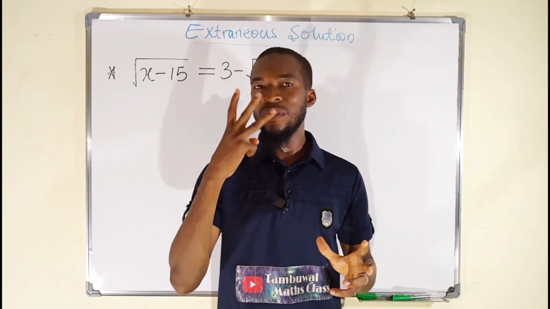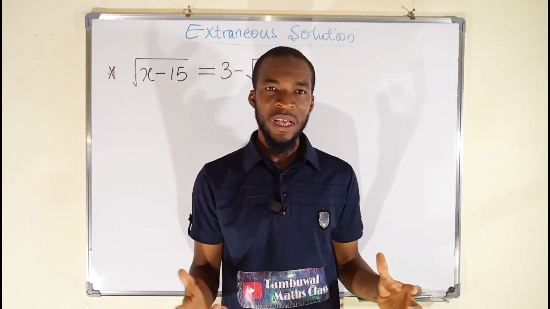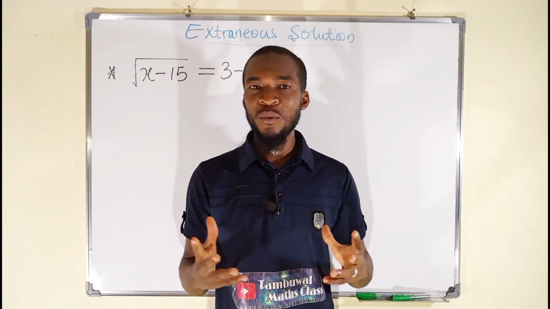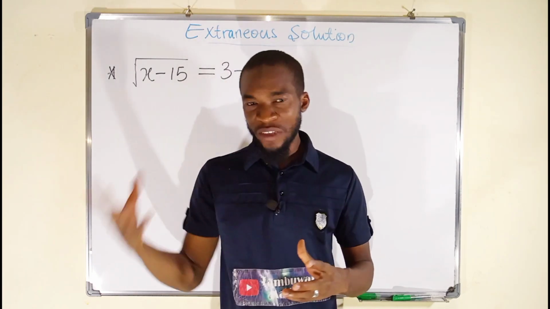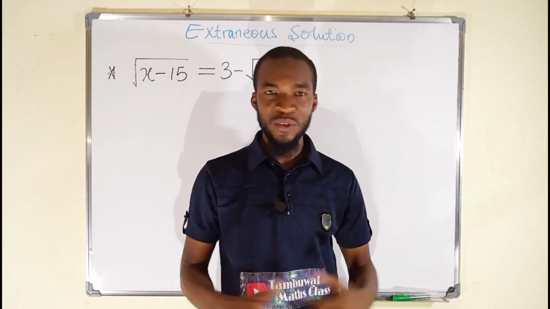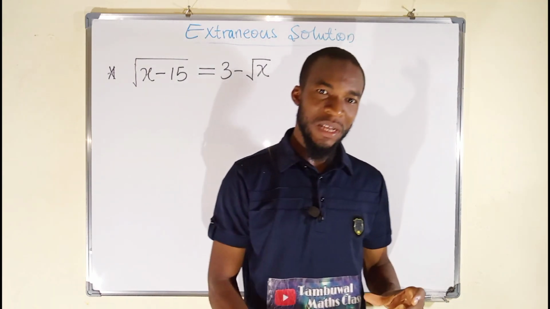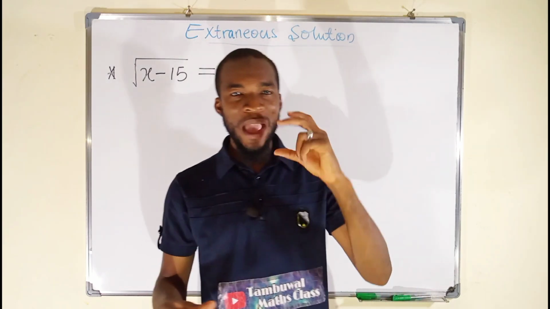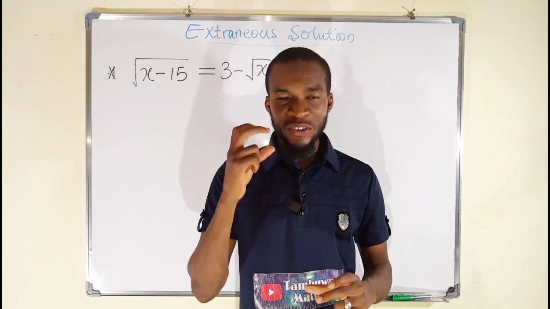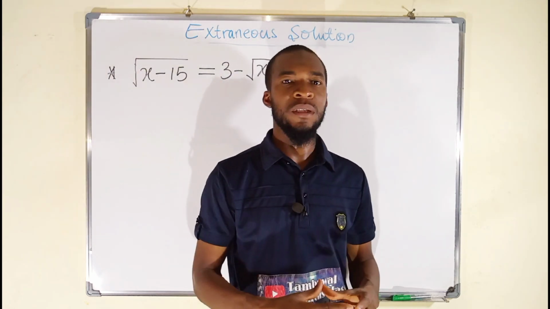Previously we have solved 3 radical equations that contain real solutions, and I told you solving radical equations may result in a real solution, complex solution, or an extraneous solution. So in today's tutorial we are going to solve a radical equation that has an extraneous solution. What do you mean by extraneous solution? It is a solution that cannot satisfy the original equation.